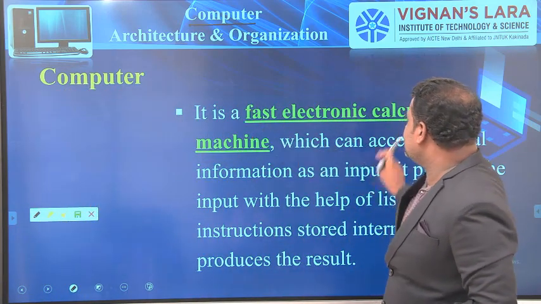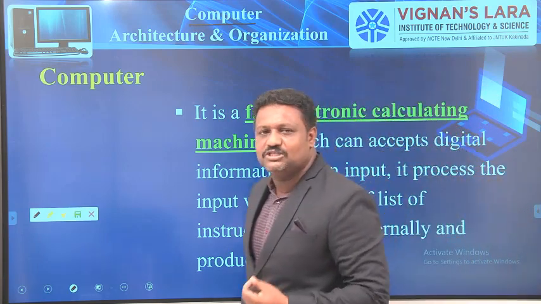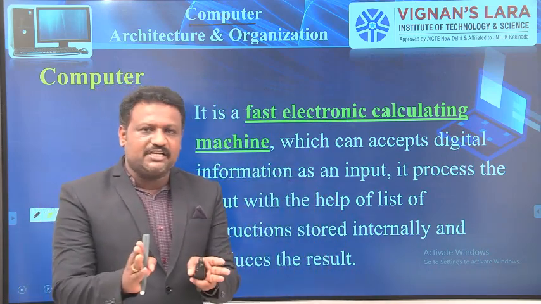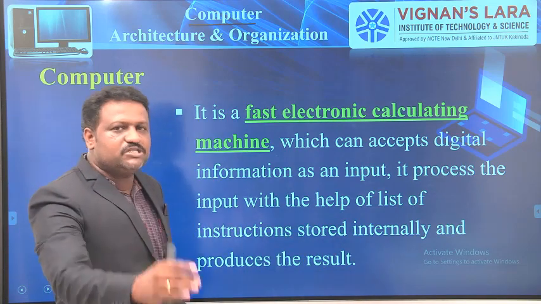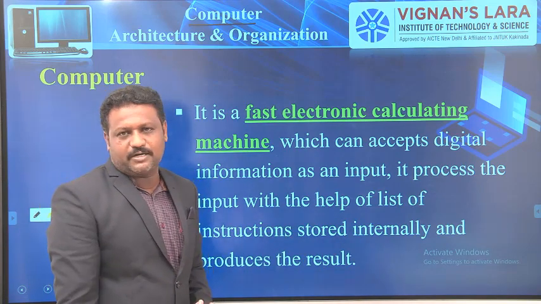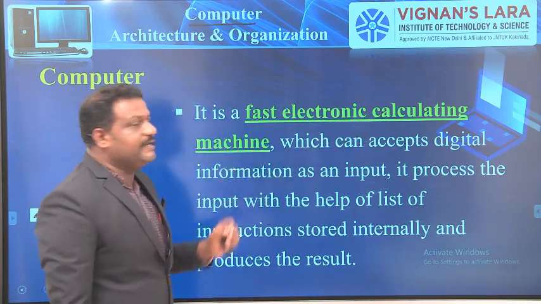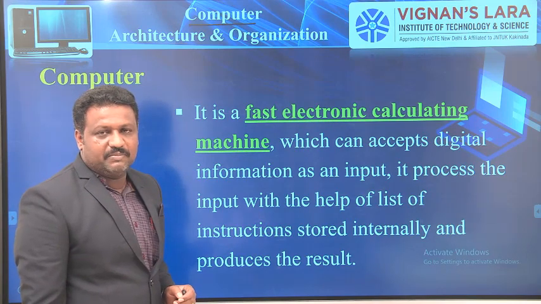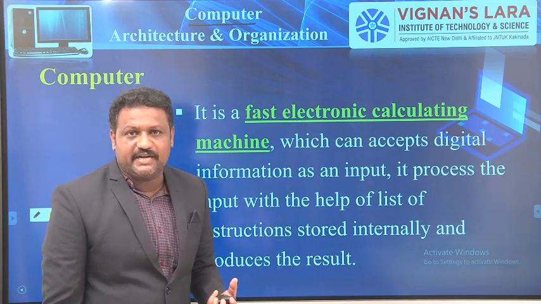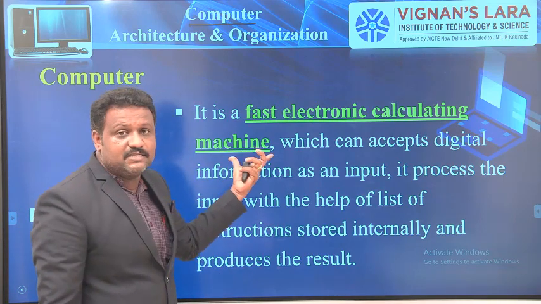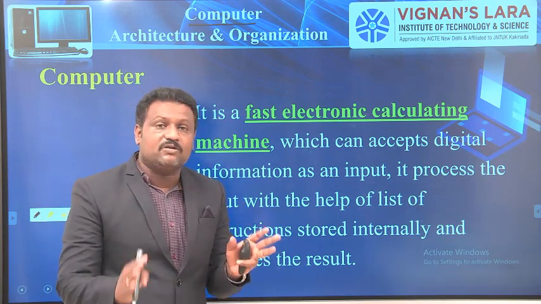A computer is a fast electronic calculating machine which accepts digital information as an input. It processes it with the help of a list of instructions which are stored internally and produces the results to the user. I repeat, what a computer is. It is a fast electronic calculating machine. The meaning of this is our computer system can do calculations at a faster rate. It is an electronic device because it is designed with the help of electronic elements or electronic devices.